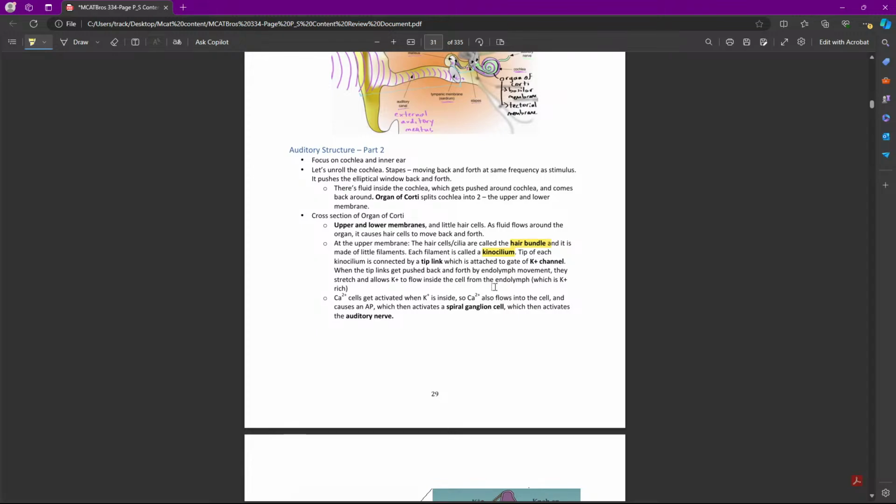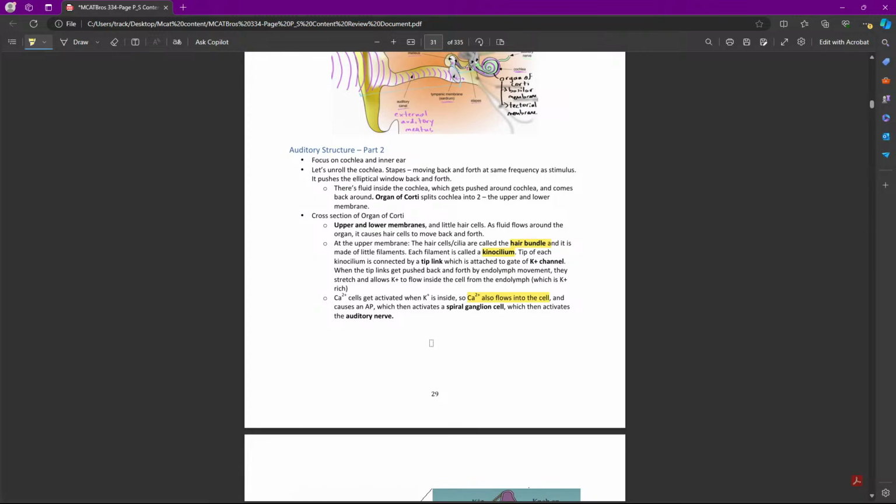Okay. Calcium gets activated when potassium is inside. So calcium flows into the cell and causes an action potential. Okay. Interesting enough. Which then activates a spiral ganglion cell. So it's just like the eye.